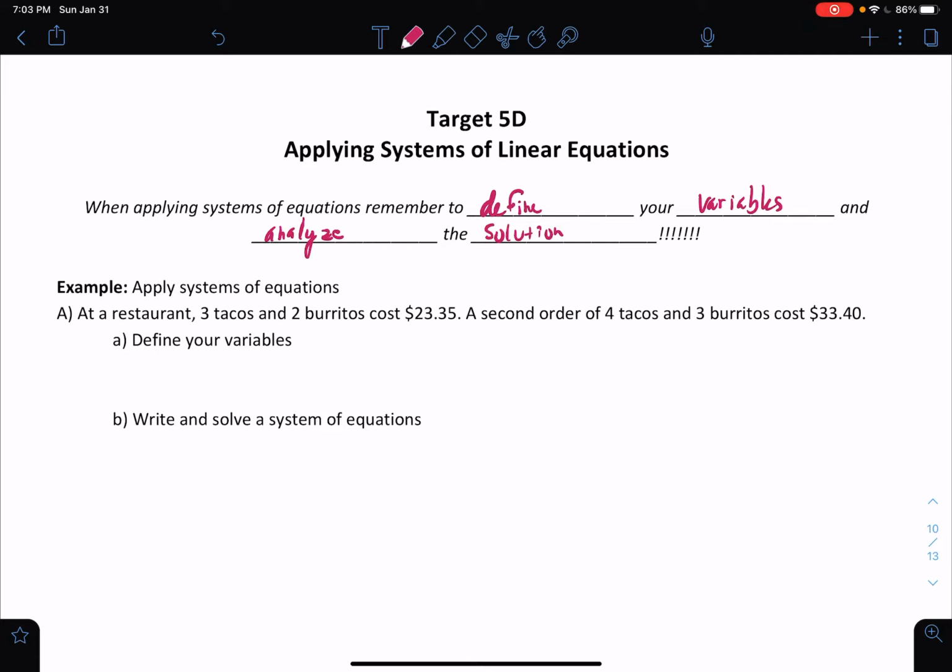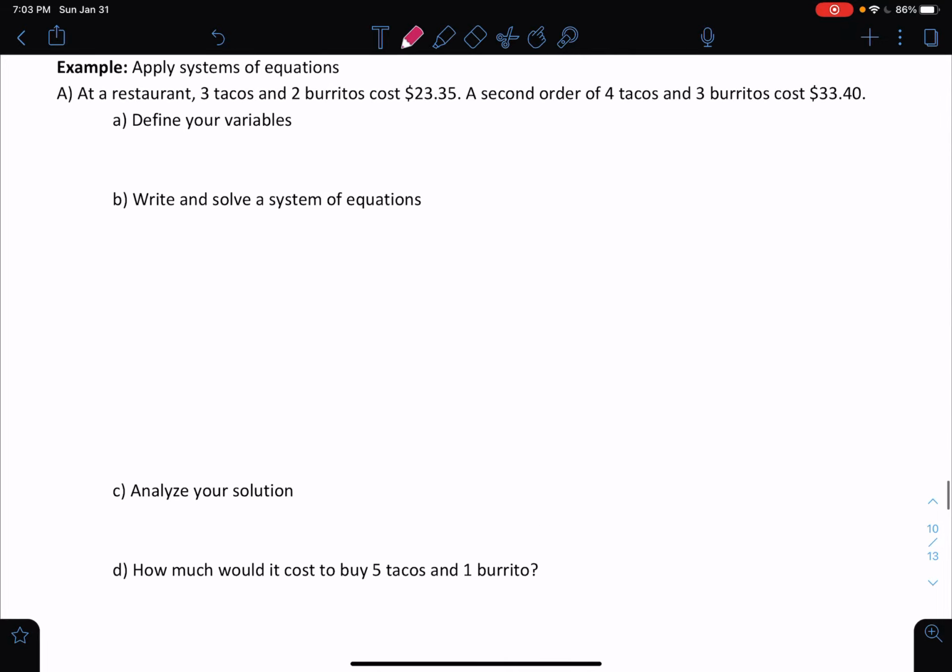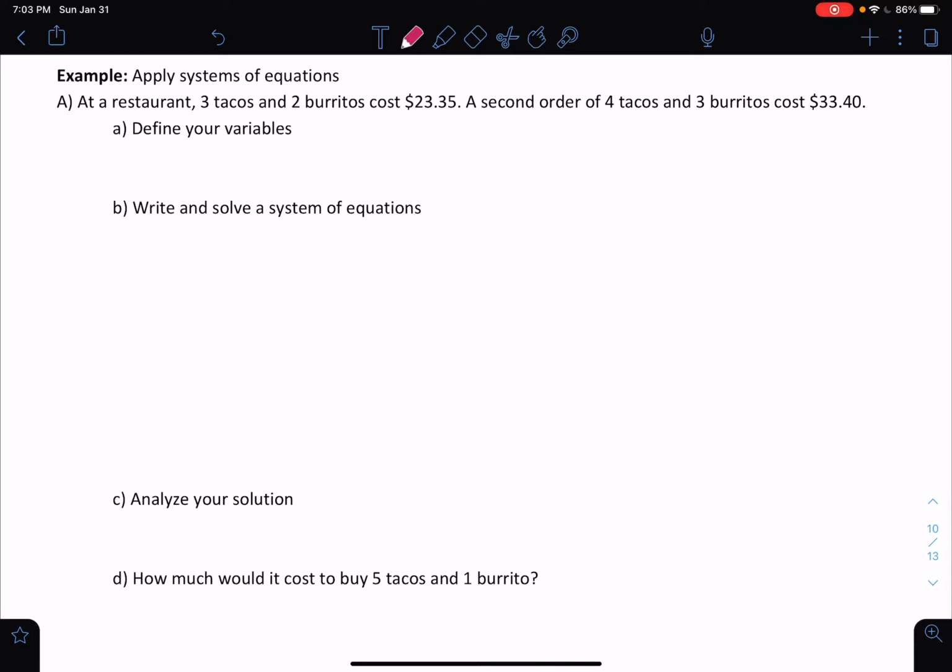Here, when we're looking at systems and we're looking at their applications, those variables represent something. So we got to know what those variables are talking about and then what their numbers, what their solution, what that actually means. Okay, so we got a couple of examples. Example A, we've got at a restaurant, 3 tacos and 2 burritos cost $23.35. A second order of 4 tacos and 3 burritos costs $33.40.